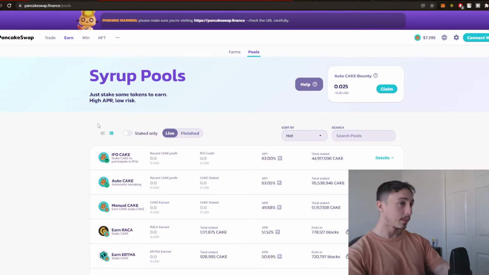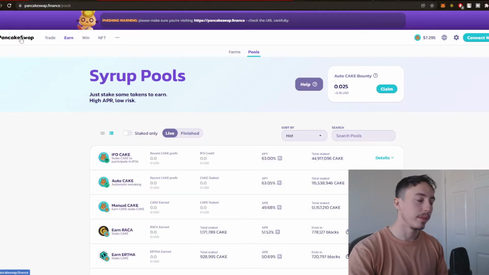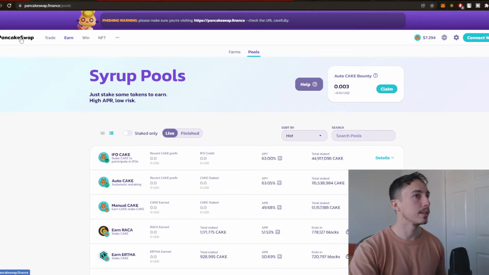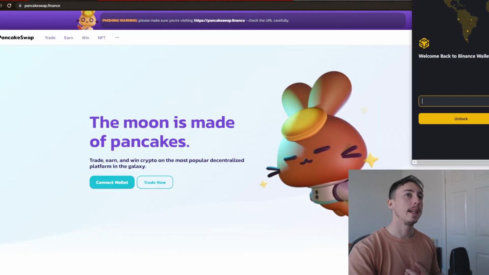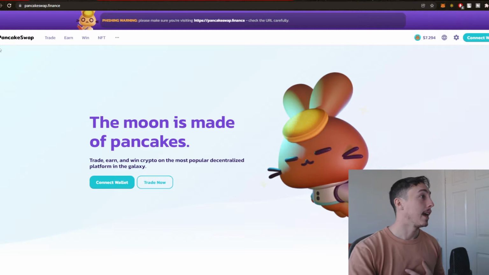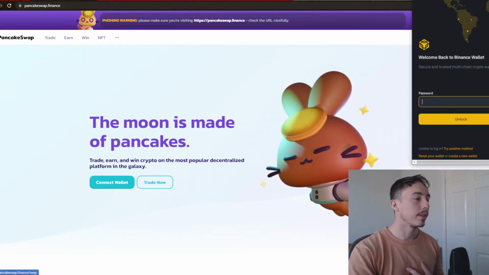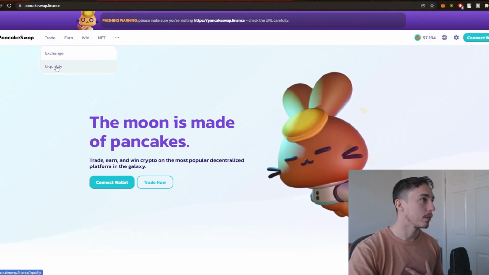So what we're going to look at is PancakeSwap. If you don't know what that is, it's a DEX, which is a decentralized exchange. And PancakeSwap itself is an automated market maker. So let's have a look at some of the pools here.